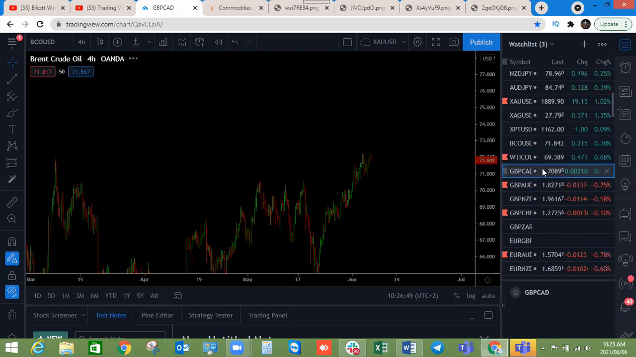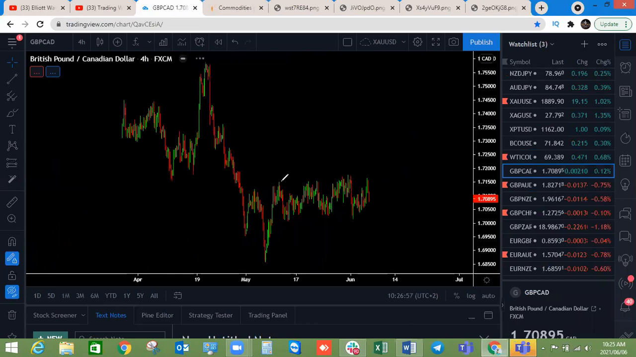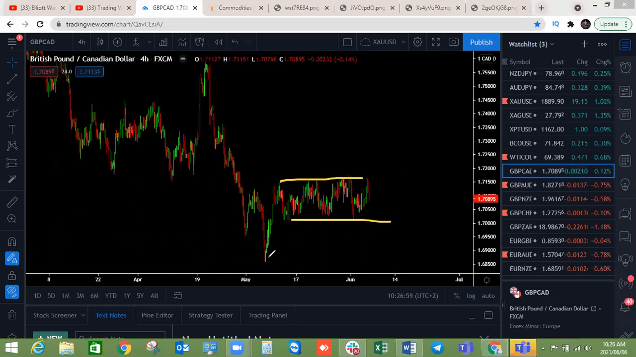Let's look at pound CAD. Pound CAD has been in a sideways correction since the second week of April. So that's the 4 hour here. We have been looking for this to break out of this structure and make a move to the upside. It has not quite broken out of it yet. So all we're trying to do is to figure out this corrective structure.